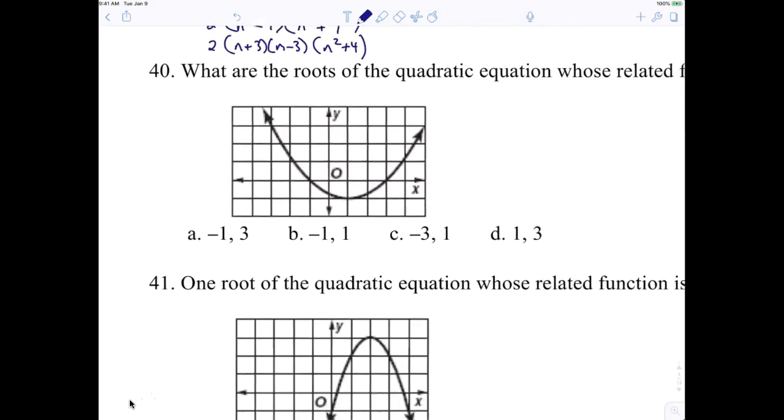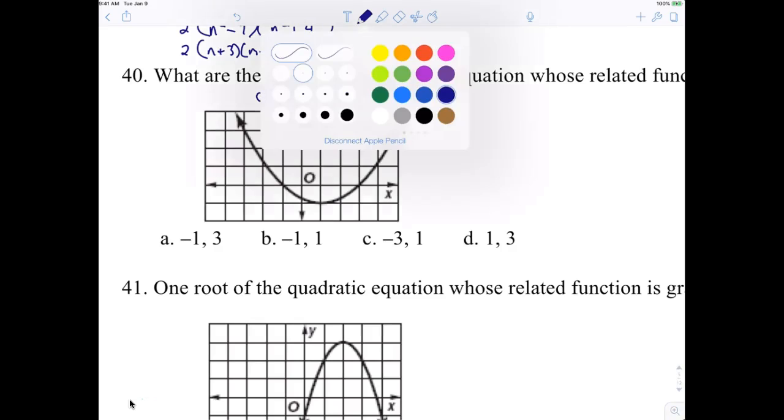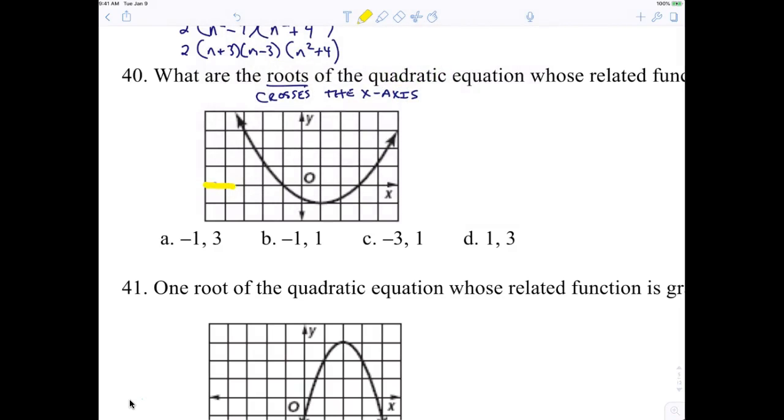All right, here we go. Now remember the roots, underline roots, and then you can say where the graph crosses the what? X-axis. Where the graph crosses the x-axis. So I need to find the x-axis. So I'm going to highlight the x-axis for us so you can see it. Everybody agree that's the x-axis, right?